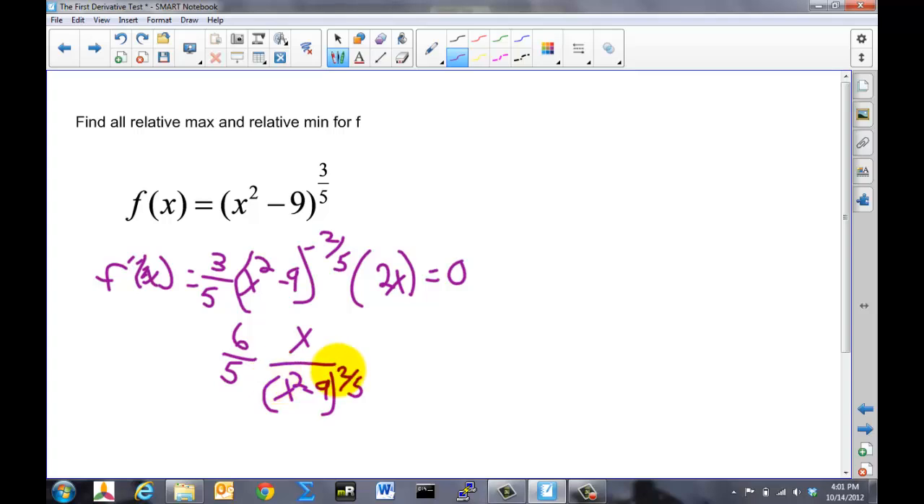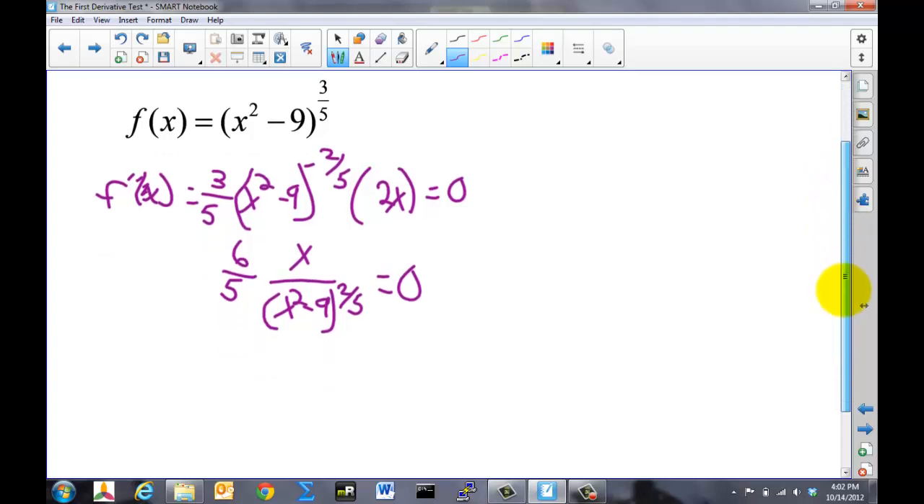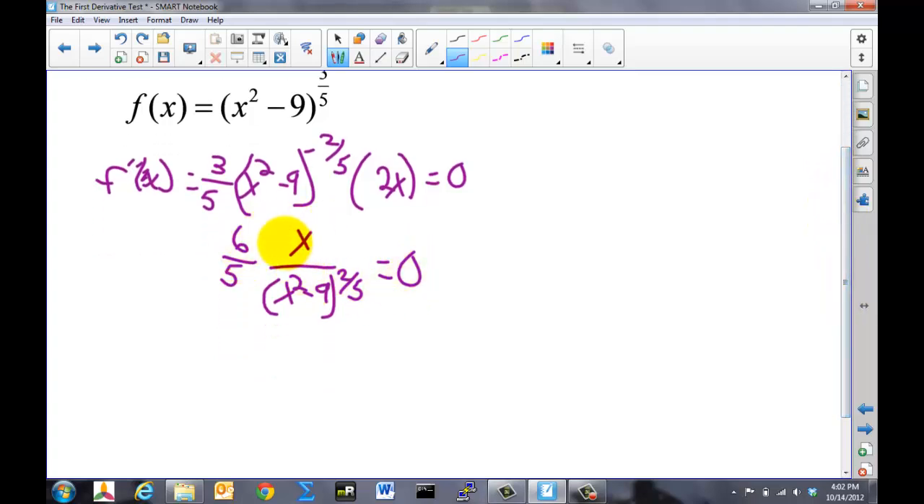Now this should kind of make us think here. We've got a fraction equal to 0. We know 6/5 is not going to be equal to 0, so let's just forget about that. When's a fraction equal to 0? When the numerator is equal to 0. So x equals 0 is a critical point.